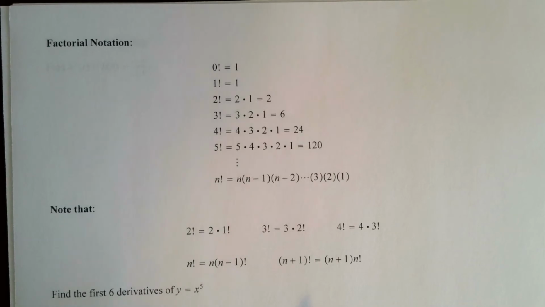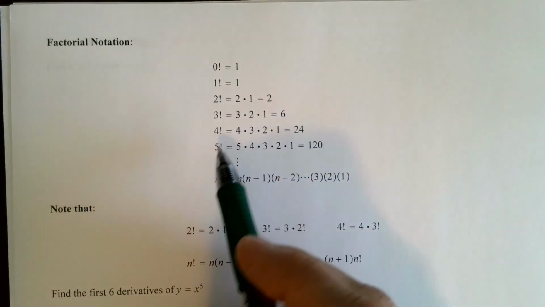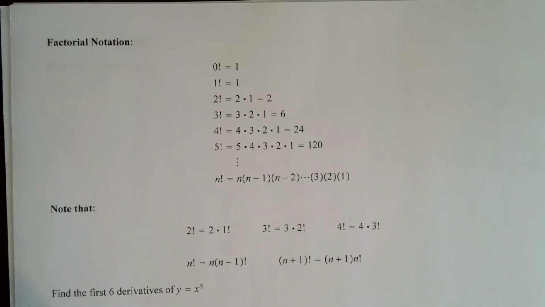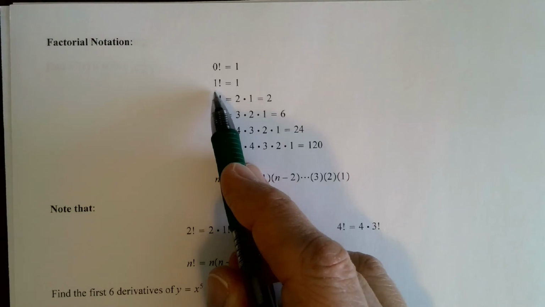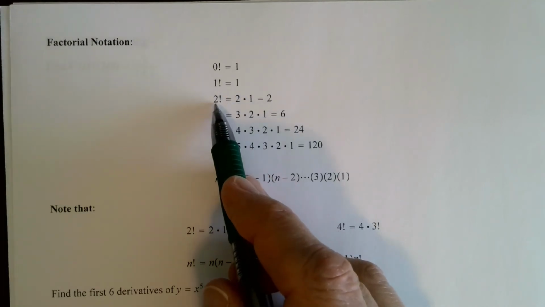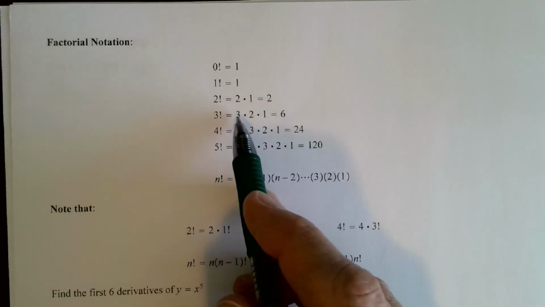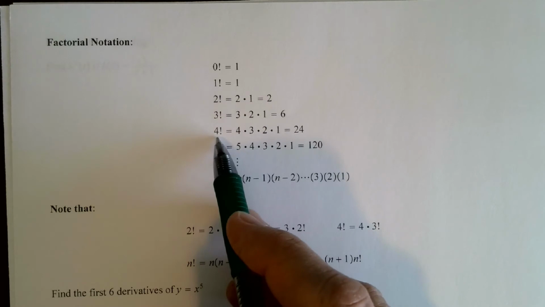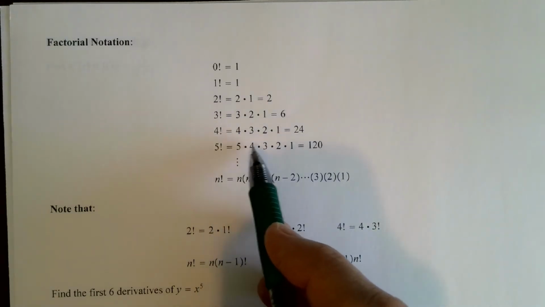Okay. There's another function called the gamma function that we can extend this idea to any real number. But here, 1 factorial and 0 factorial are 1. 2 factorial, this is where it starts to make sense, hopefully, is 2 times 1, which of course is 2. 3 factorial is 3 times 2 times 1, which is 6. 4 factorial is 4 times 3 times 2 times 1. You see the pattern? 5 factorial, 5 times 4 times 3 times 2 times 1.